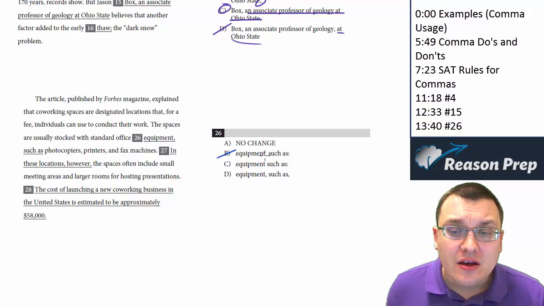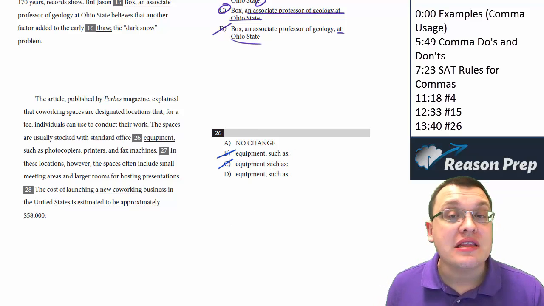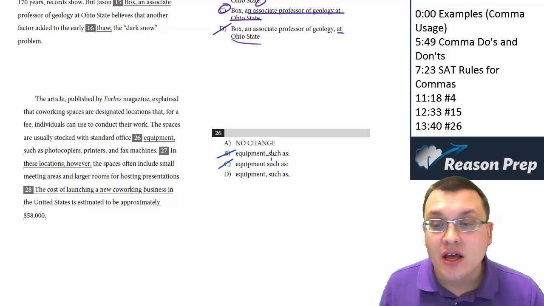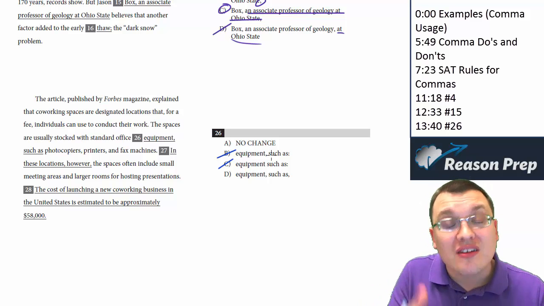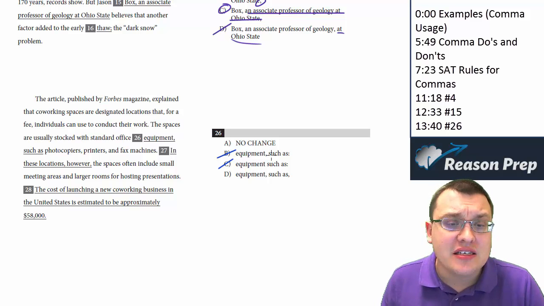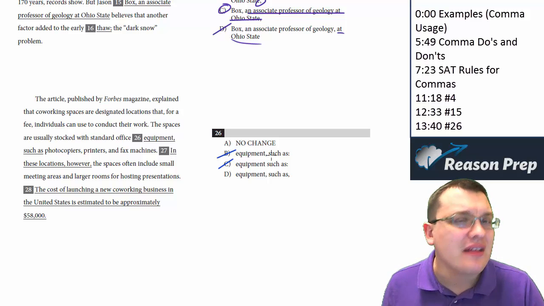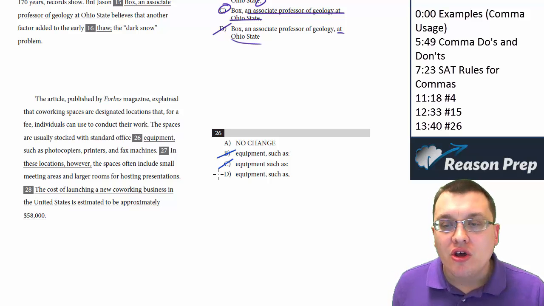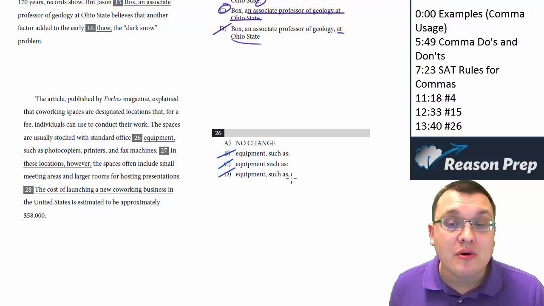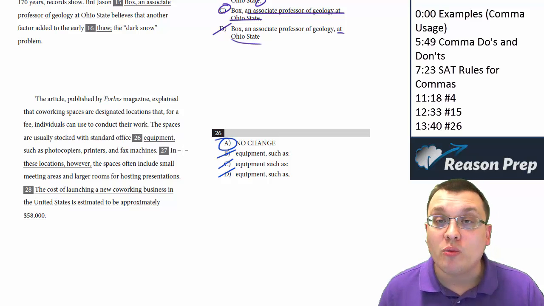With B and C, the comma after equipment doesn't really matter as much as the fact that we're introducing this semicolon or this colon, and we don't need that colon there, right? This using "such as" introduces the list just fine. If we put a colon there, the sentence before it with the "such as" really isn't a complete thought, right? The spaces are usually stocked with standard office equipment such as. Is that a complete sentence? Is that a complete thought? Not really. So we can get rid of C. And then with D, we've got a comma after the "such as," which we talked about before, we don't need. So this one would be choice A.